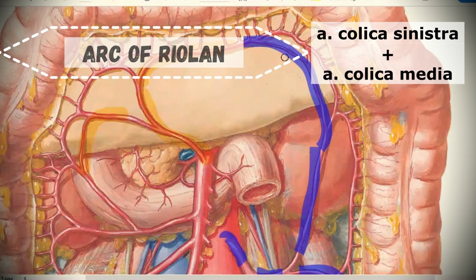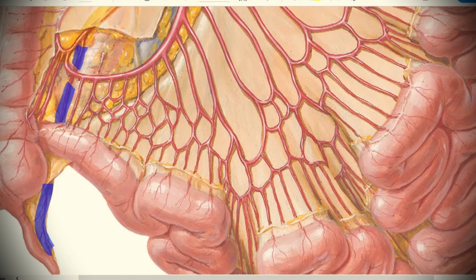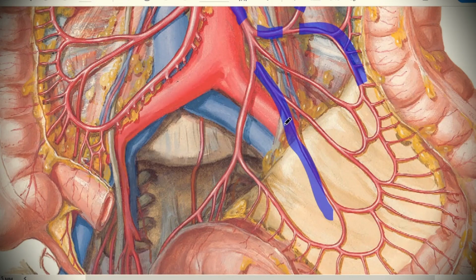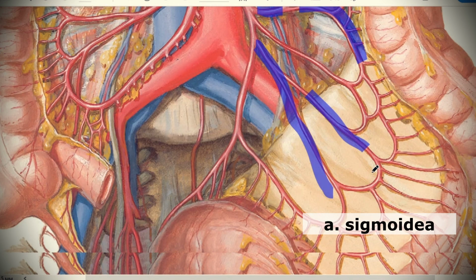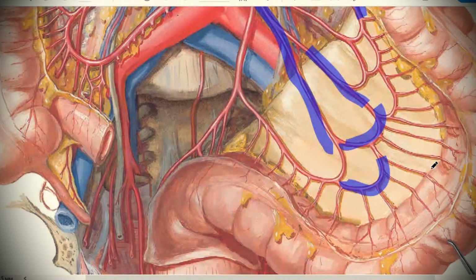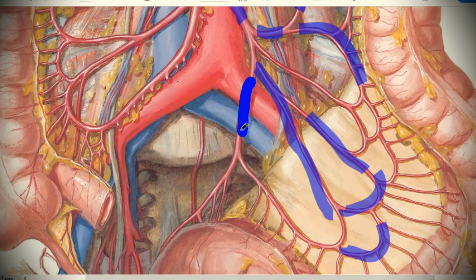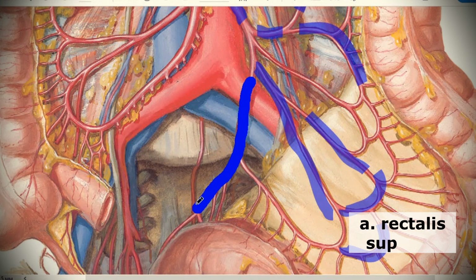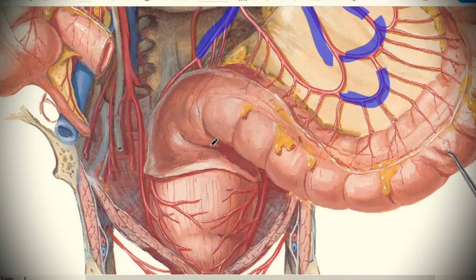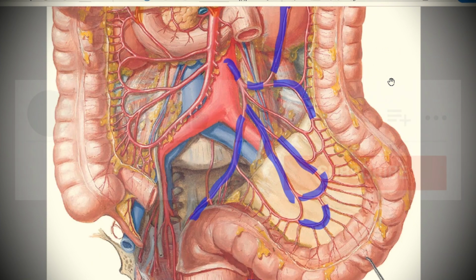It is the biggest arcade. Arcades are anastomoses between branches of the mesenteric arteries. Next, it gives the sigmoid artery, arteria sigmoidea, that divides into branches, arcades, and supplies the sigmoid colon. And finally, it is arteria rectalis superior, the superior rectal artery that, as you can understand, supplies your rectum. I guess that's all about this topic.